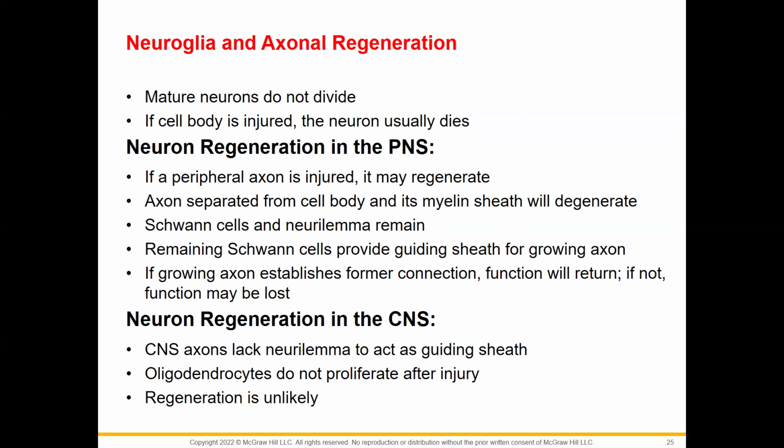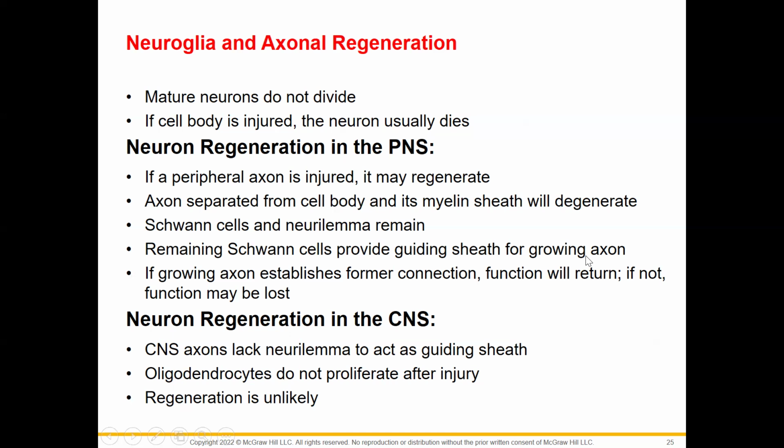If that axon does degenerate, then the Schwann cell that is already surrounding where that axon was will remain. The neurolemma will also remain. Remember, the neurolemma is what we're calling the cell membrane of a neuron. The remaining Schwann cells that were surrounding the previous axon are still there to hopefully surround the new axon, and they will provide a guiding sheath for that growing axon.